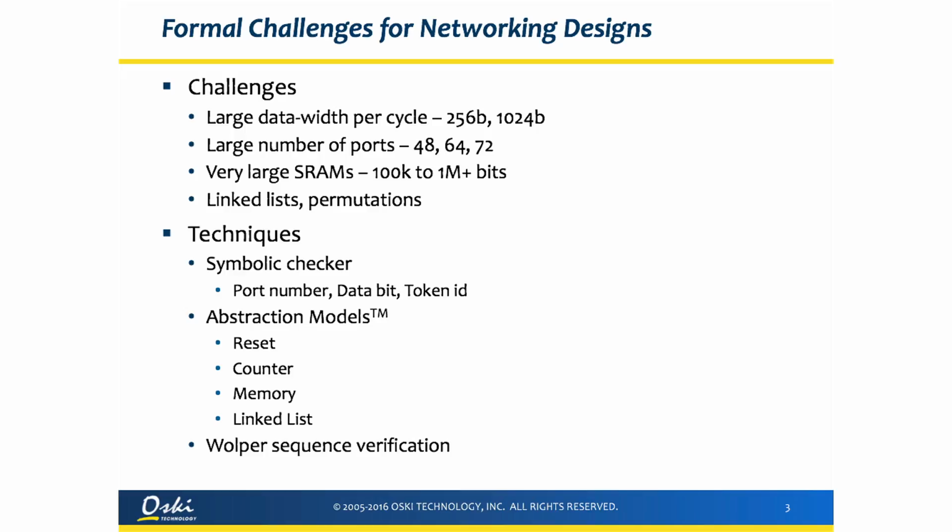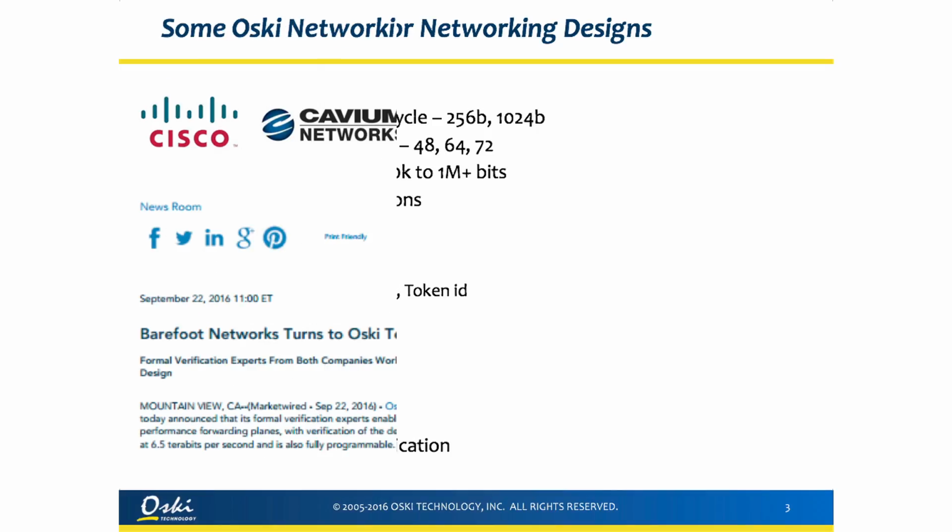What becomes very effective for designs like this is the use of symbolic variables to implement symbolic checkers, where these variables could be varying over different port numbers, different data bits, token IDs. And on top of this, we can also apply abstraction models such as reset abstraction model, counter abstraction model, memory abstraction model, or linked list abstraction models, some of which we'll show in the examples in the following slides. A very well-known technique, the wolper sequence abstraction verification, is also useful in such designs.